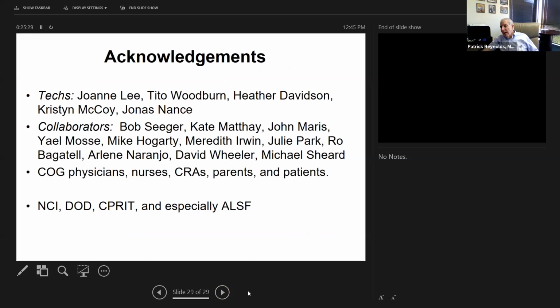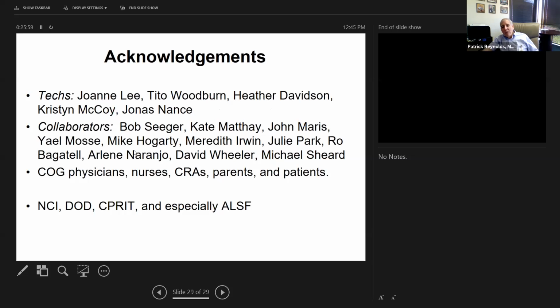And finally, none of these models we have would be possible without a group of technicians that I've had over the years, starting with Joanne, Tito, Heather, currently Kristen and Jonas, that establish these models, take very good care of them, and make sure that what they bank there is something that you can use, and then get it out to you when you request it. These people have done a remarkable job, and I really have been fortunate to work with all of them.